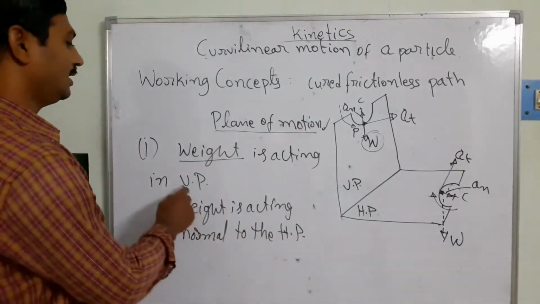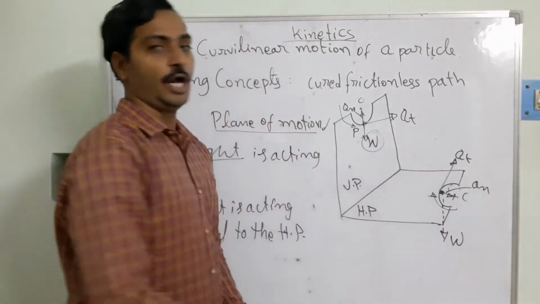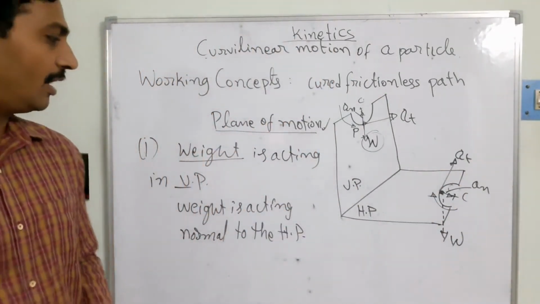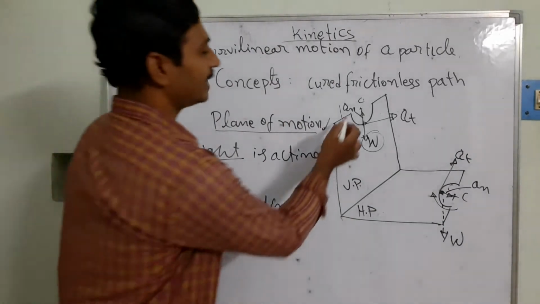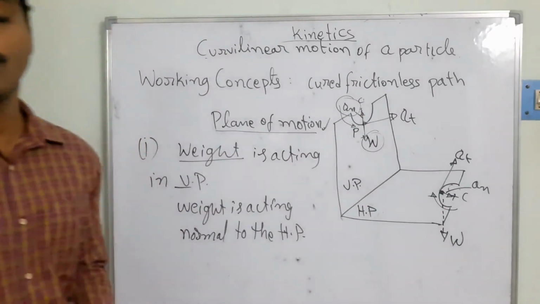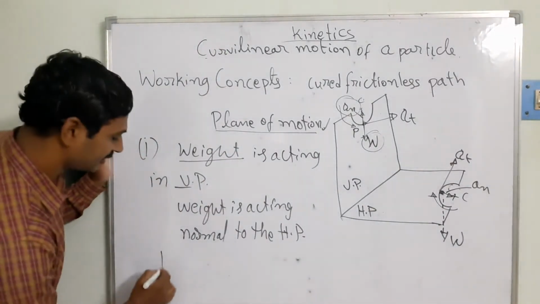So that means one is going to be acting in the plane, and one is going to be acting normally in the downward direction. This is going to be the first concept we have discussed. Now can you see here, there is another component, AN. What is the AN? AN is nothing but your normal acceleration.